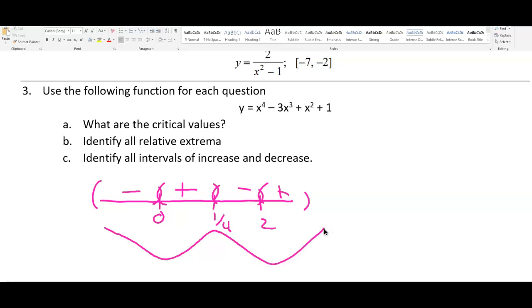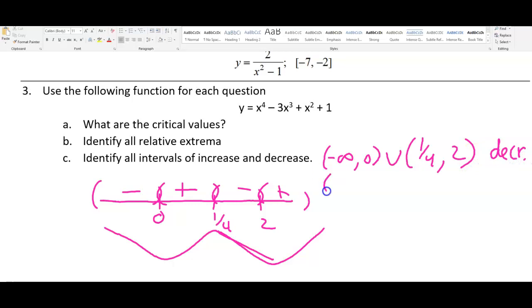So we can answer part C right away. The intervals where it's decreasing would be from negative infinity up to 0, as well as from 1/4 to 2. I'll just label that as decreasing.